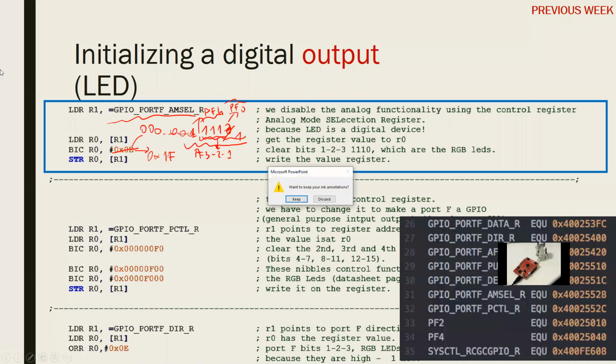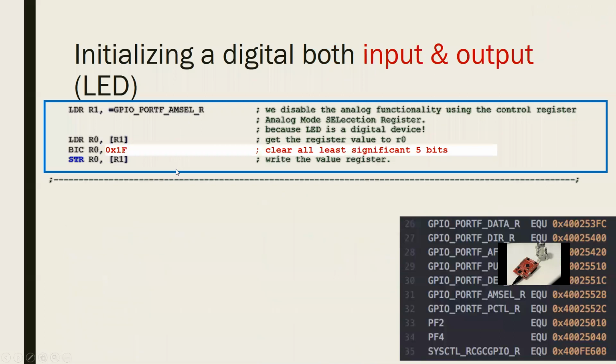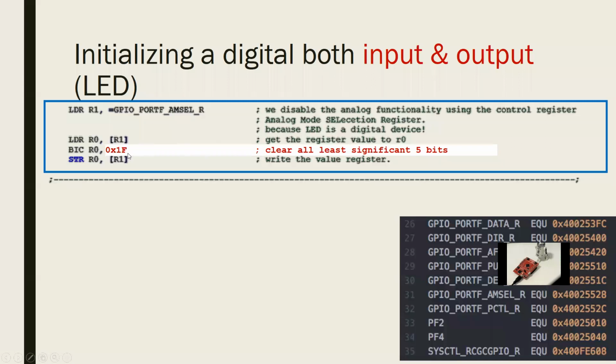So in this initialization procedure, the way I'm going to modify it is, instead of 0E, I'm going to be writing 1F. And this time I'll be clearing all the least significant 5 bits from PF0 to PF4. Now I've got analog mode deselected for all of PF0 to PF4, the least significant 5 bits of port F, 5 pins of port F. Any questions?